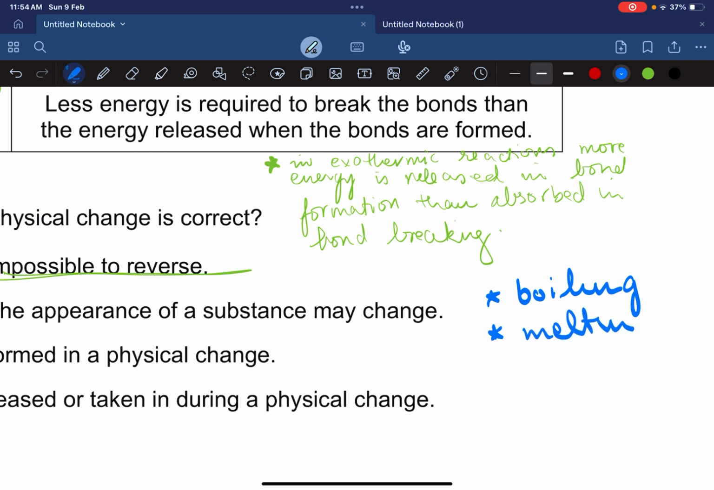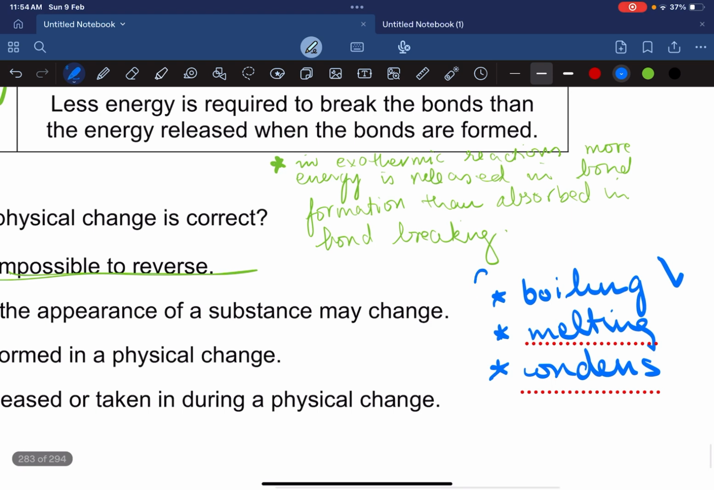And another is condensation. These are all physical changes. In a physical change, no new chemical product is formed. Look at boiling: what happens? Water turns into a gas. No new product is formed. In a physical change, an object just changes its physical form. Water just changes from a liquid to a gas, but it does not change its chemical composition. So these are examples of physical changes.